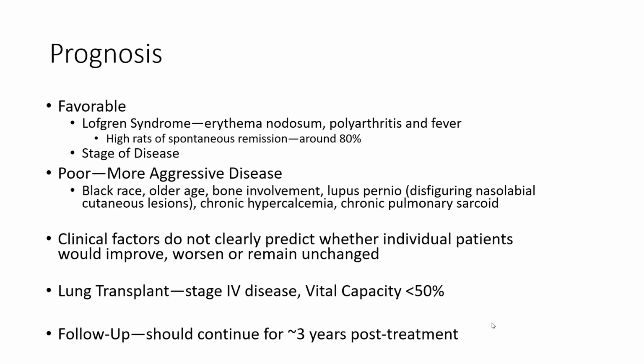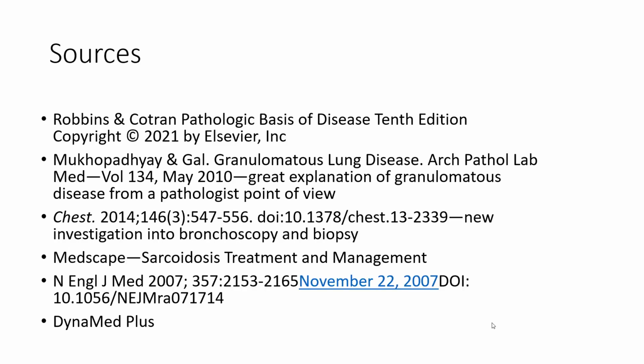So for example, Löfgren syndrome, those folks tend to have a more mild form of the disease. And then some folks tend to have a more aggressive form of the disease, in which case, if they do have advanced disease with a vital capacity of less than 50%, then they may be eligible for a lung transplant. Follow-up should be continued for 3 years after treatment. So if somebody is showing significant improvement, then you follow them for 3 years to make sure that they don't have a recurrence. But again, that will be under the supervision of a pulmonologist. This marks the end of the video on interstitial lung disease.